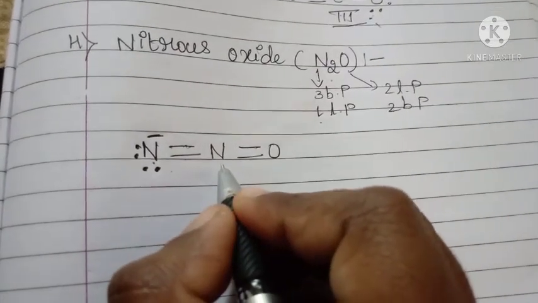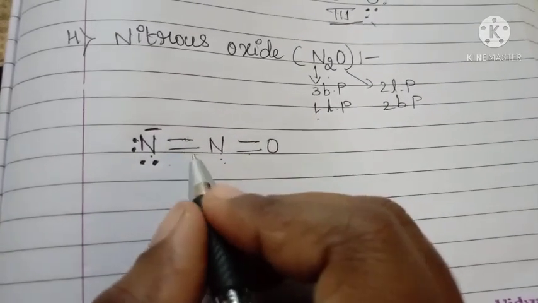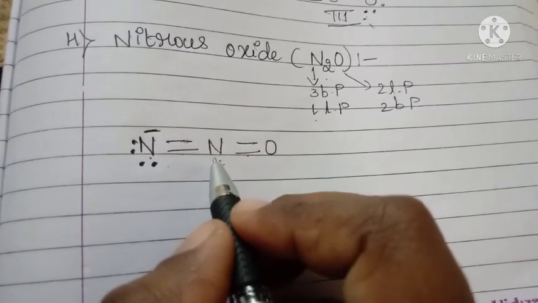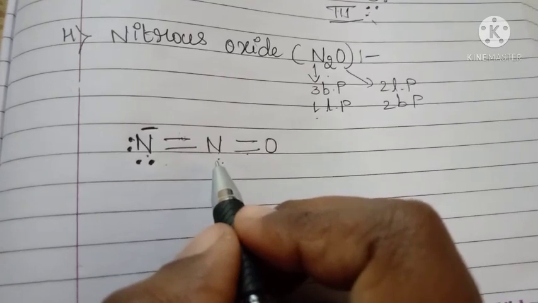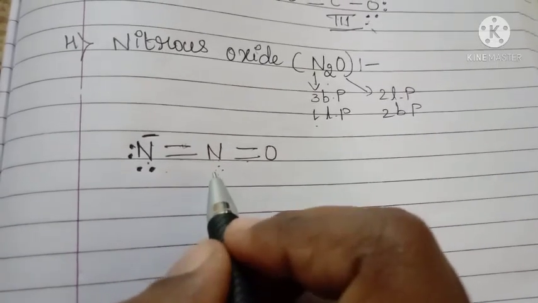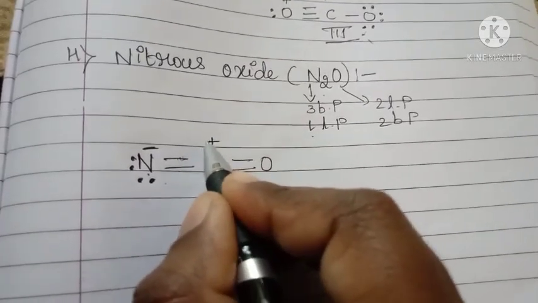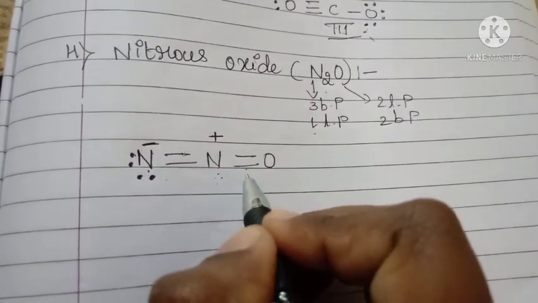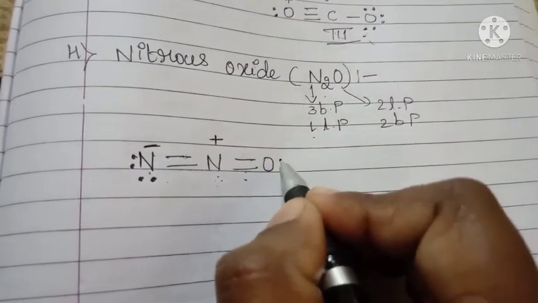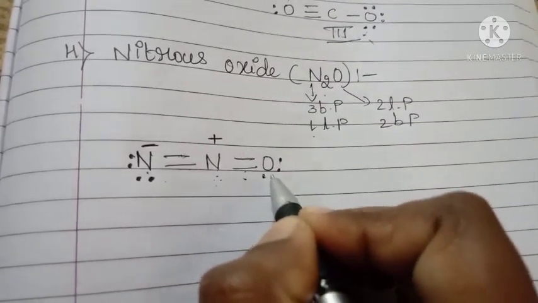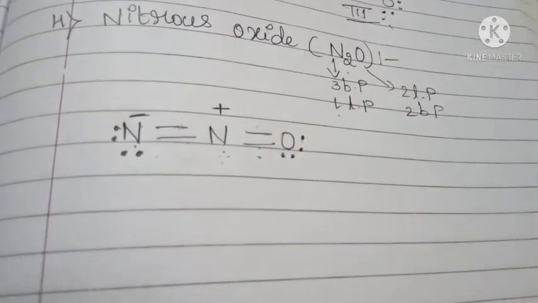Next, moving to this nitrogen. This nitrogen has 1, 2, 3, 4 bond pairs. So here one of the lone pairs should be converted to a bond pair. Nitrogen has 3 bond pairs and 1 lone pair, and that 1 lone pair is converted to a bond pair. So that's why it carries a positive charge. So it has 4 bond pairs. Here oxygen has 2 bond pairs and 2 lone pairs. This is the actual structure of nitrous oxide.